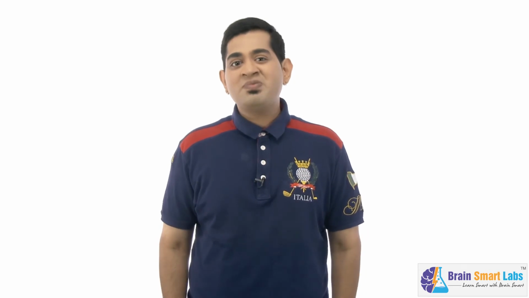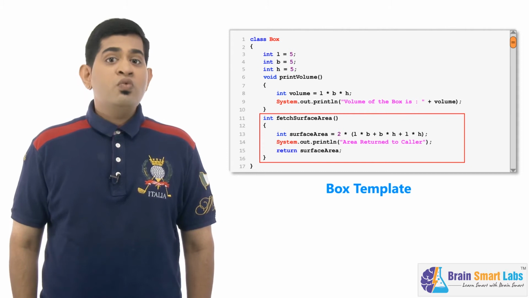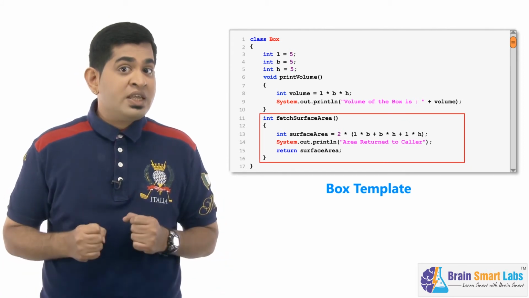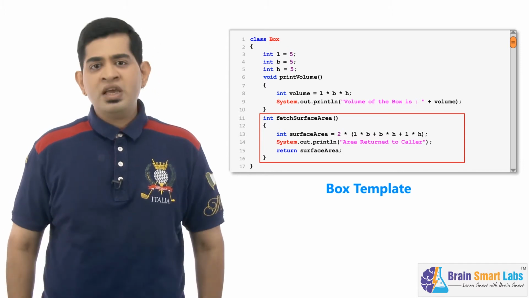This method, when invoked, calculates the volume of the box during runtime and prints it on screen. When this method was invoked, all it exhibited was a behavior which was programmed to behave in such a way inside our box object. Likewise, you have one more method by name fetchSurfaceArea, which calculates and returns the surface area of an object during runtime, which is another behavior exhibited by our object.